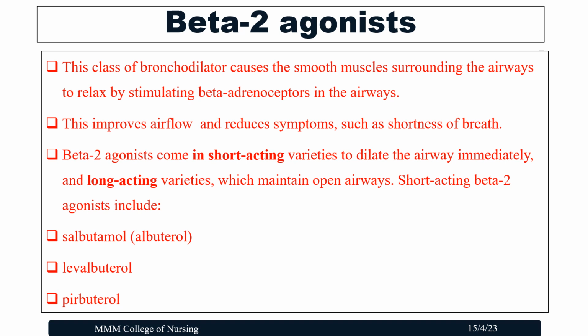Beta 2 agonist. This class of bronchodilators causes the smooth muscle surrounding the airways to relax by stimulating beta adrenoreceptors in the airways. This improves airflow and reduces symptoms such as shortness of breath. Beta 2 agonists come in short-acting varieties to dilate the airways immediately, as well as long-acting varieties which maintain open airways. Short-acting beta 2 agonists include salbutamol, that is albuterol, levoalbuterol, and pirbuterol.